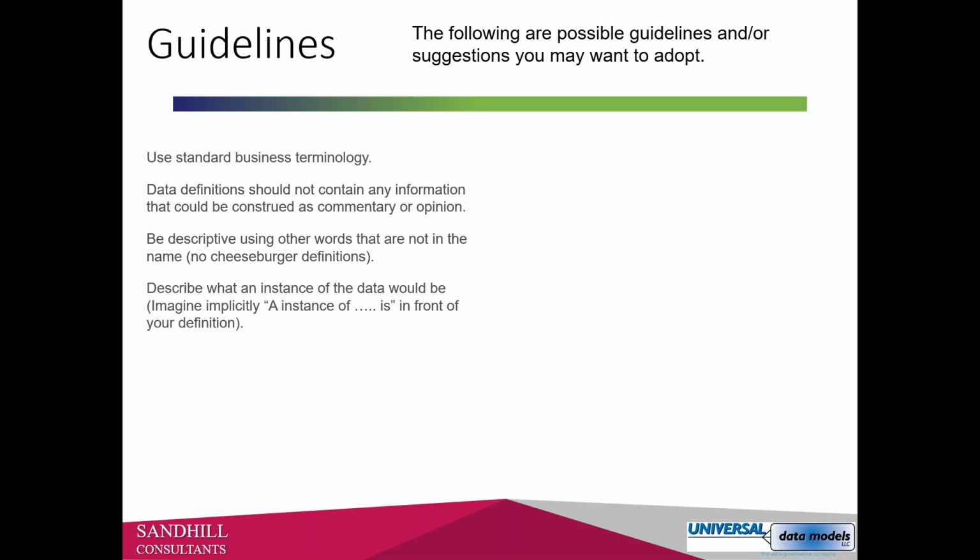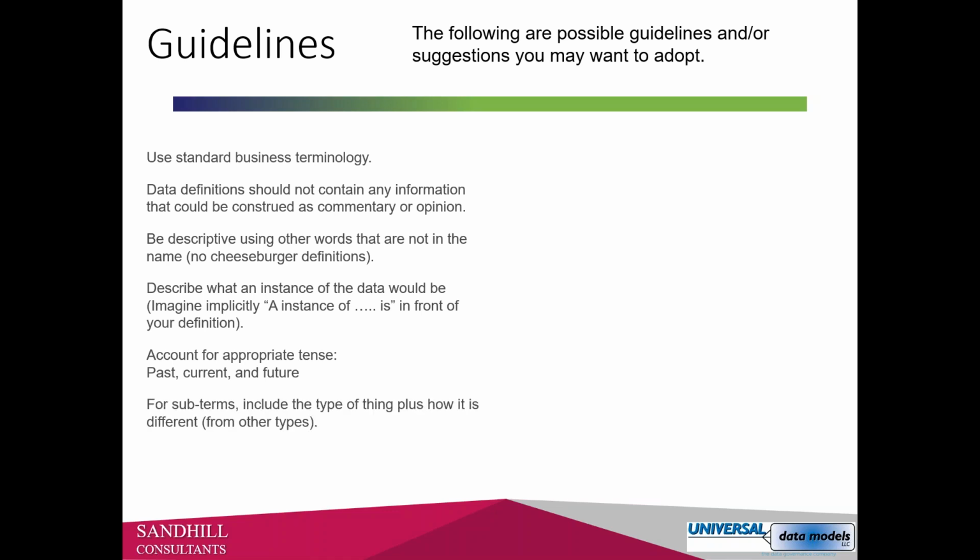Describe what an instance of data is. So very often I'll look at a product definition and I'll say, oh, a list of the offerings. Well, a product is not a list of the offerings. It's a single offering. So describe things in terms of what's an instance of this term. Account for past, current, and future. Account for all the subterms and describe the subterms, like a ship to customer is a type of customer, but how is it different? A type of customer to whom the delivery goes to.